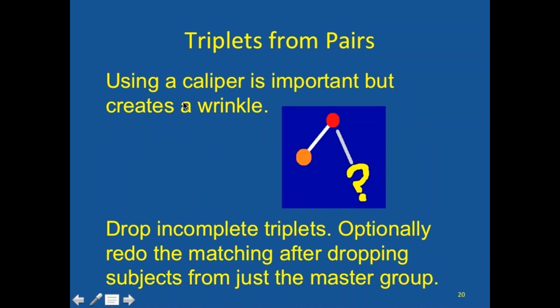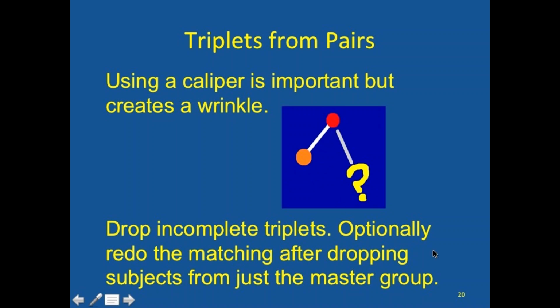Now using a caliper is important, but it creates a wrinkle. What happens if our red subjects disappear in one of those sets of matching? Now the quick solution is just to drop any incomplete triplets. If they weren't able to match on one or more of our desired cases, just go ahead and drop them.